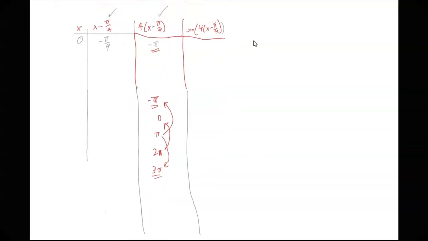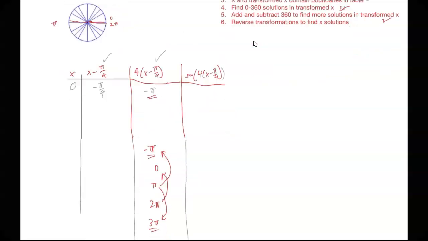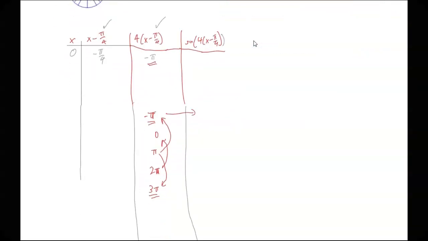All right, now we're going to reverse the transformations to find the x solutions. We know that all of these intermediate arguments result in a sine of 0, right? If I do sine of negative pi, it's 0. If I do sine of 0, it's 0, etc. All these result in 0. So now we're going to do these transformations backwards. For negative pi, the reverse transformation is to divide by 4 instead of multiplying by 4. So I'm going to divide negative pi by 4, and that gives negative pi over 4.